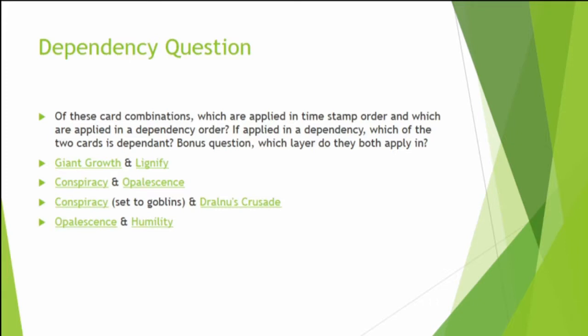So something to keep in mind is to think about where all of these apply in the layers. Because as you remember, to be a dependency or to be timestamp dependent, they have to apply in the same layer. And then to be dependent, applying one a different way would have to change how the other one acted. My question is, was it taking away text from the card? It's just adding. It's setting power. Yeah, it's not actually changing text from the card. Like it's not removing text. It also sets power.